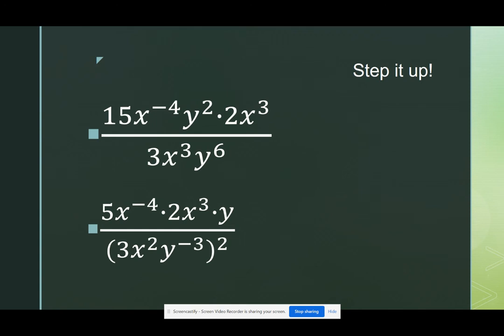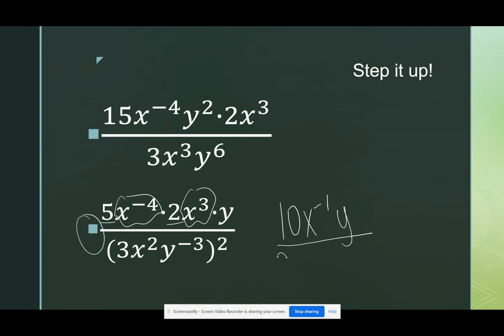So let's look at one like this in the second one. We need to simplify our numerator and our denominator, then continue. So if I simplify my numerator, I'm doing 5 times 2, which is 10. X to the negative fourth and x to the third gives me x to the negative first. And then we have our lone y. In our denominator, we have 3 squared, which is 9. X to the fourth, y to the negative sixth.